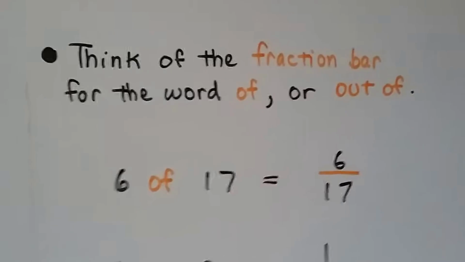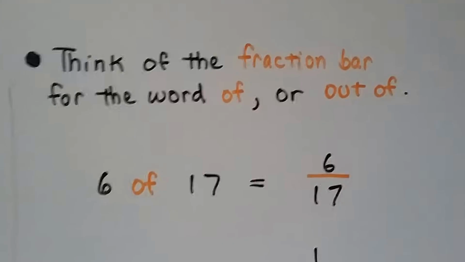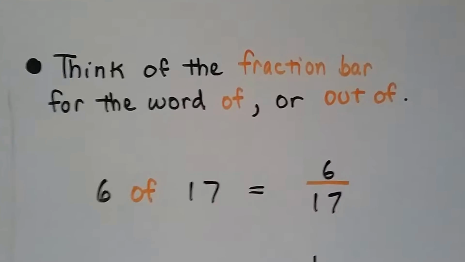You think of the fraction bar for the word of or out of. When you see 6 of 17, that's 6/17.